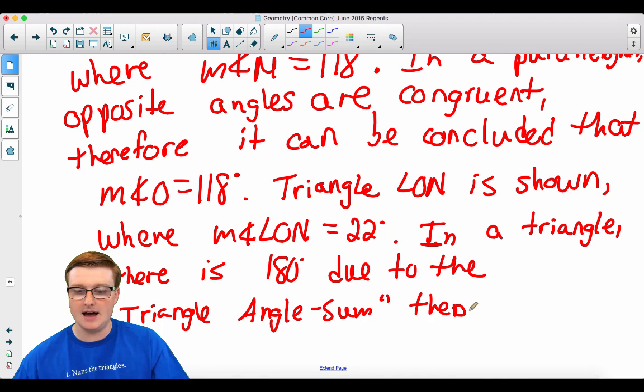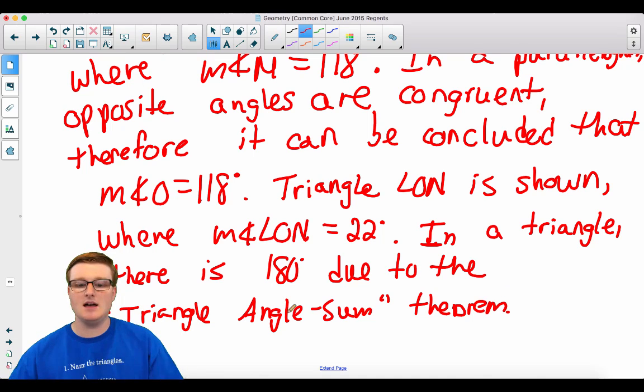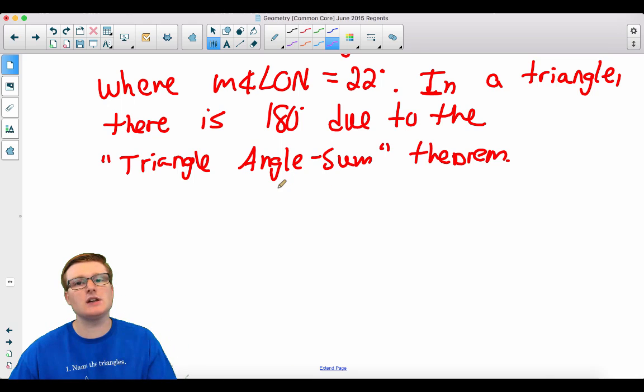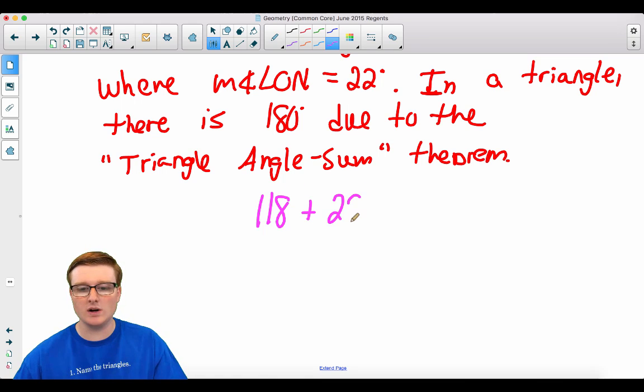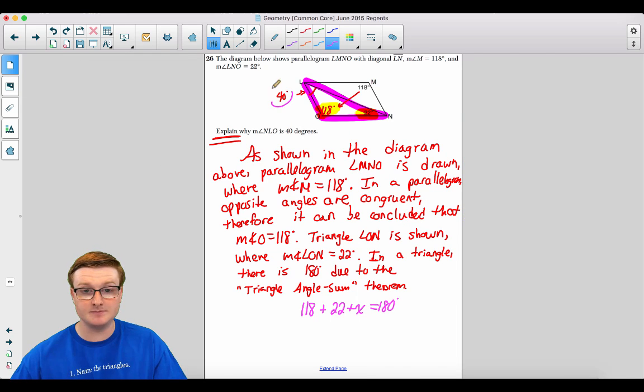All right. Now, I did all my word explanation. Perfect. Now I could use a little bit of math. You know, a little math can't hurt. I just explained everything in words. Now let's go into the equation itself. So now what I'm going to do is I'm going to say 118 degrees plus 22 degrees plus x is equal to 180 degrees. Why am I doing this? Well, this angle up here, which is your 40, that's going to be our x. We're just proving that it's 40 degrees.